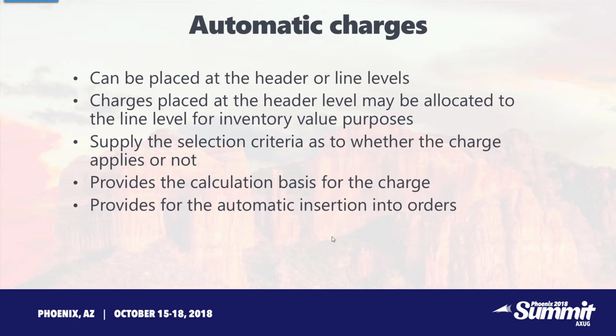Keep in mind, if you've got an automatic charge at the header, it can only be a vendor or vendor group that can drive it. Whereas if you've got it at the line level, it can be the vendor, customer, and the item that can be part of the calculation. It provides for the calculation basis, and that's an amount or a percentage usually associated with it, and then it automatically inserts into the order. So you don't have to put them in manually. It will automatically come in, and that works very well in things like allocation or charges that are traditional for certain product situations.